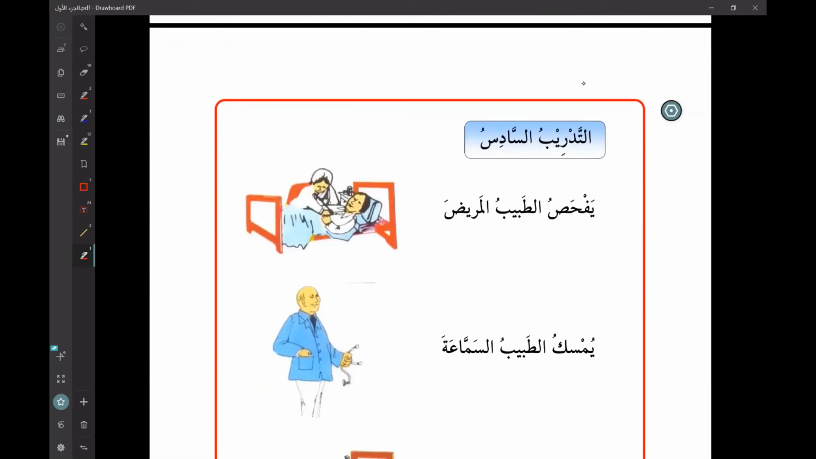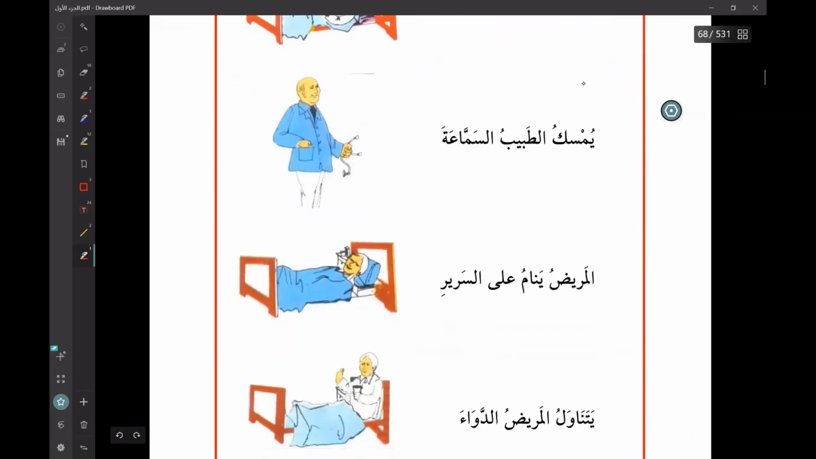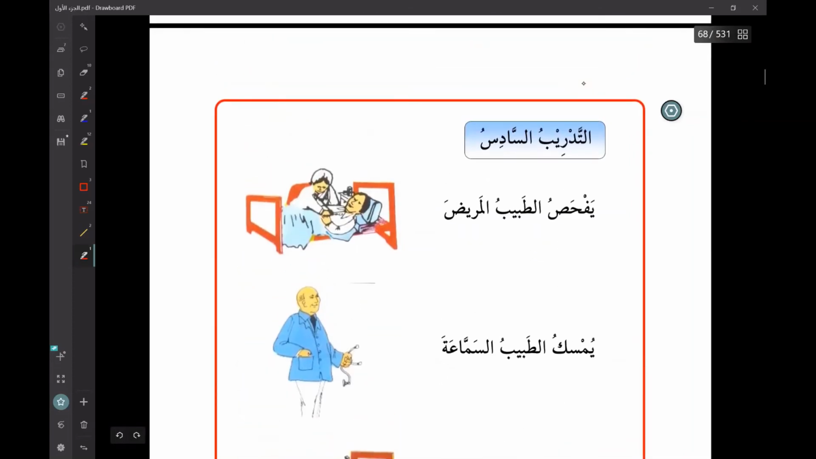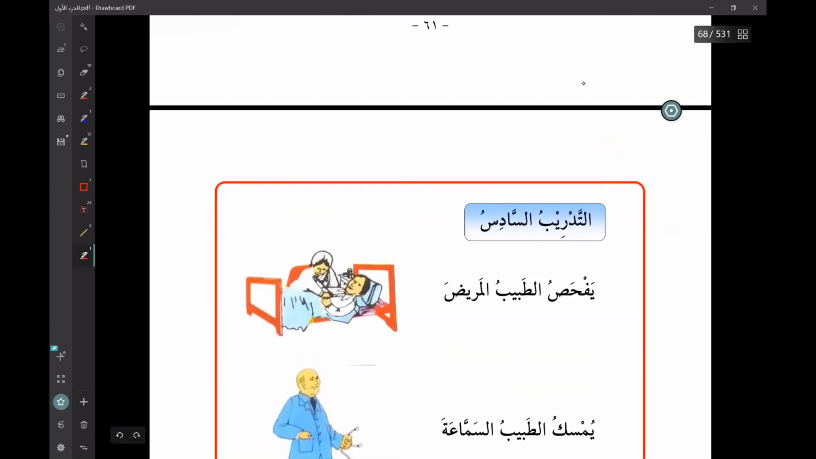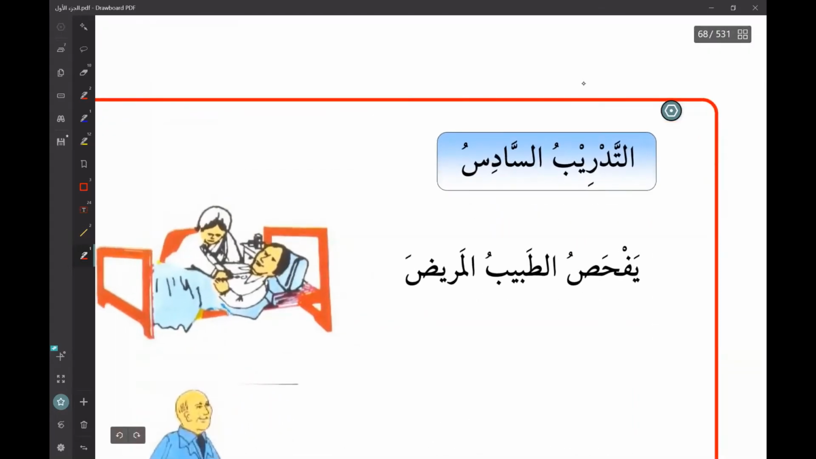Okay, now we have at-tadrib al-sadis, the sixth exercise. Here we have more sentences, right? But these sentences are a little bit different than the ones that we had just a little while ago. Okay, the previous sentence, maybe I could write it down. It was at-tabibu yafhasu al-marid.